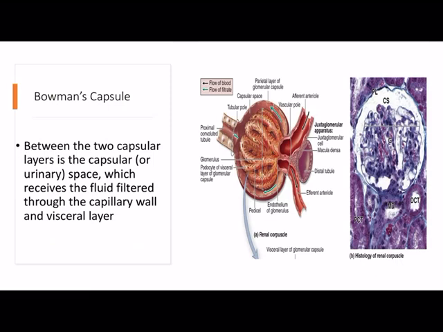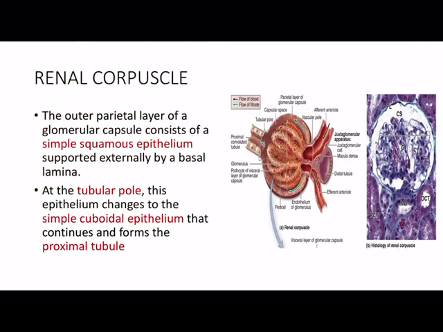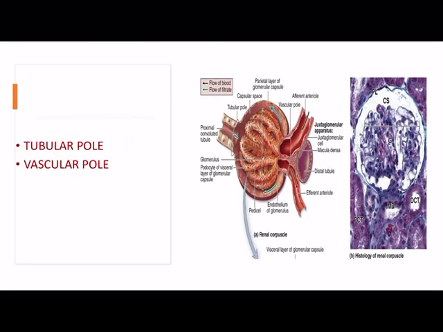This is your capsular space or the urinary space. Now your glomerulus has a vascular pole and a tubular pole. Literally, your vascular pole is the one that receives your afferent arteriole, and the blood exits out through the efferent arteriole. Now, the tubular pole is where the secreted fluid comes out into your proximal convoluted tubule, down to the other tubules.